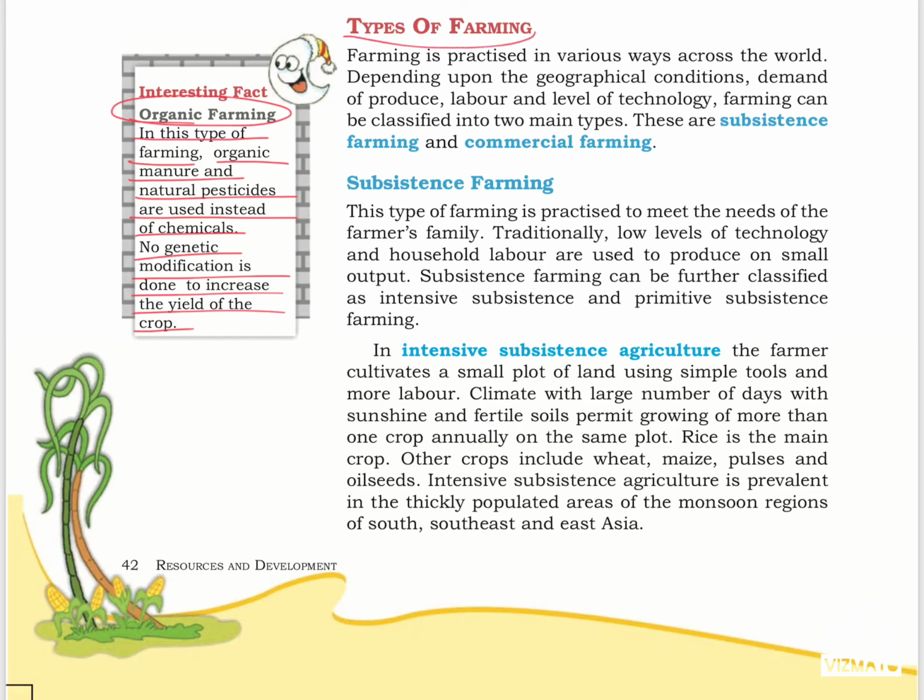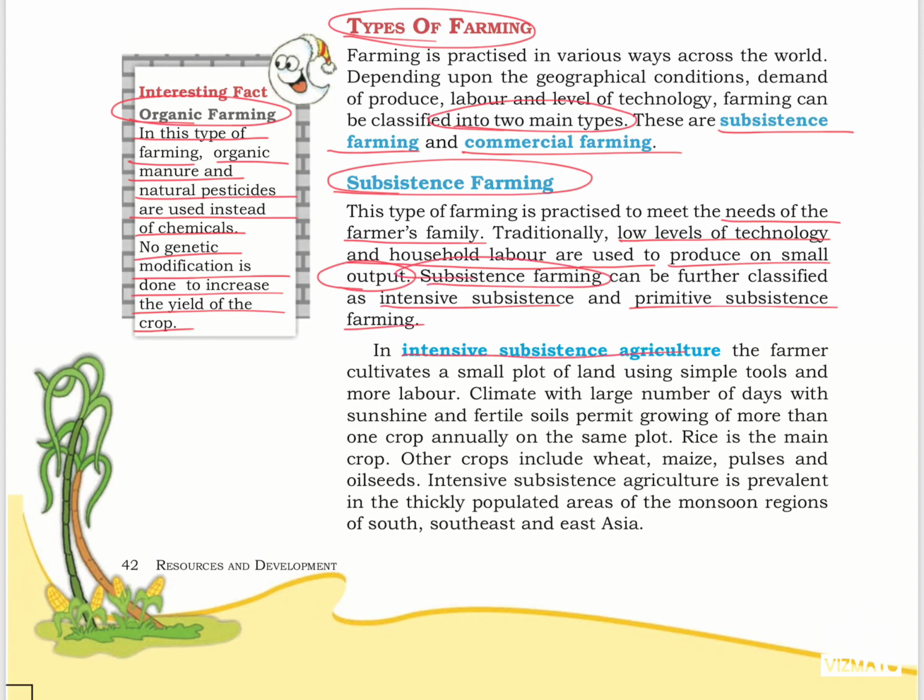Next we have types of farmings. There are two main types of farmings. One is subsistence farming and the other is commercial farming. Let's see the subsistence farming. In this type of farming, the needs of the farmer's family are met. Low levels of technology and household labor are used in order to produce on small input.